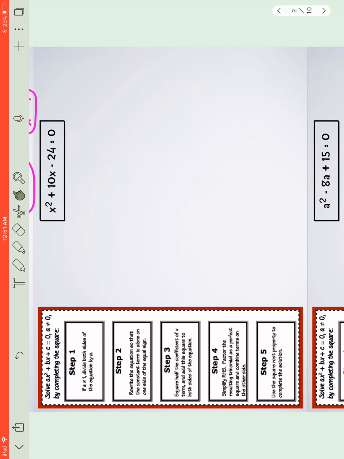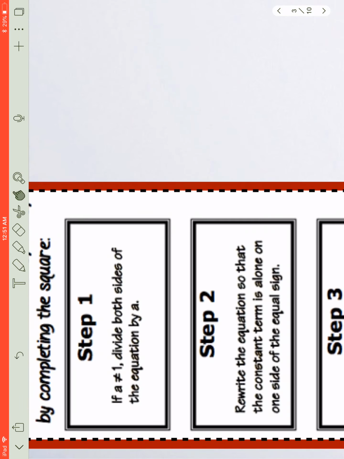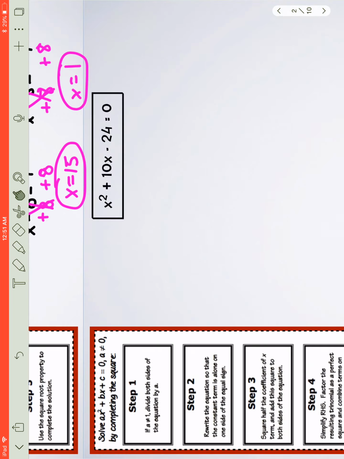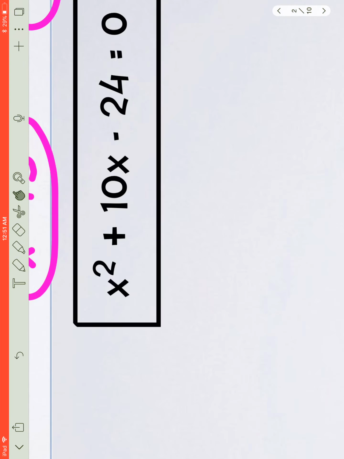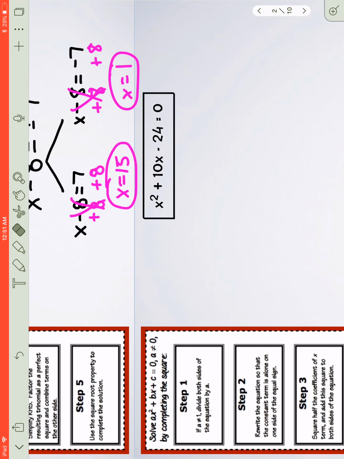Right. Example 2 of completing the square. This equation is x squared plus 10x minus 24 equals 0. If we look at step 1 of our checklist, it says if a does not equal 1, divide both sides of the equation by a. And since there is no coefficient on our x squared term, that means our coefficient is 1. So currently step 1 is good to go. We do have a equals 1.